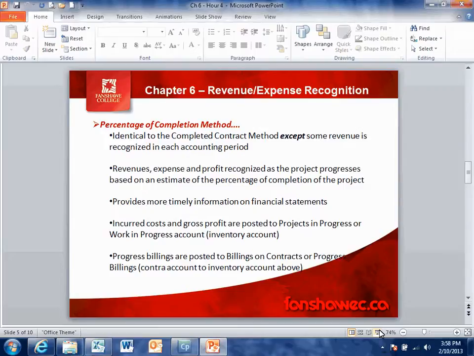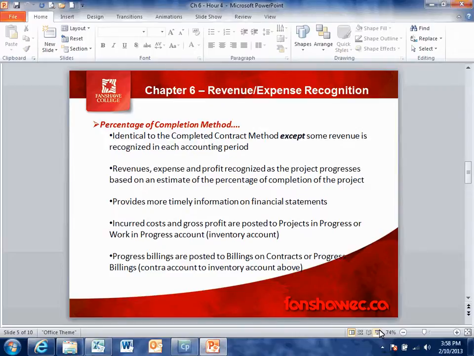The main difference, though, between percentage of completion and completed contract is that percentage of completion is going to recognize a little bit of revenue each year as opposed to waiting till the end of the contract, okay? So revenues and expenses and profit are going to show up on the income statement every single year, and they're based on an estimate of the percentage of the job that's complete. And for our purposes, we'll be focusing on calculating that percentage of completion based on expenses. Okay, so how much have we incurred to date versus what do we think the total project's going to cost us? That's how we're going to come up with our percentage of completion.